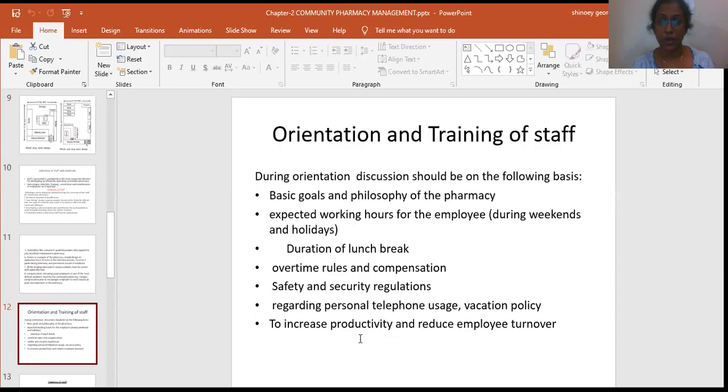Orientation of the staff. Orientation should be done on the following things. First thing is the basic goals and philosophy of the pharmacy, or the vision and the mission of the pharmacy, should be properly explained to the candidate.